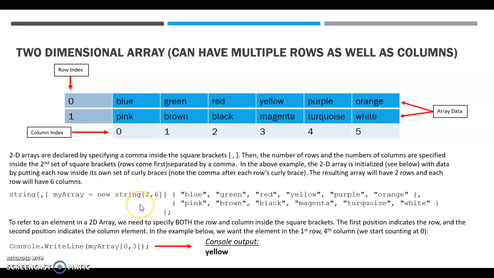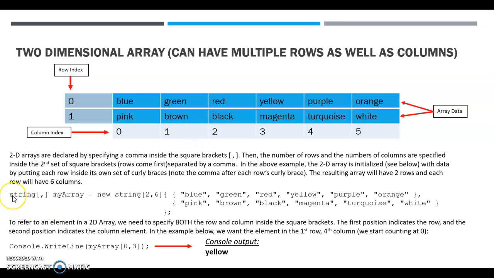Now bear with me. I just want to show you how to code this. So I have my 2-dimensional array example from before with the colors. You'll see that we have 2 rows, and there are 6 columns in total. The 2D array is declared by specifying a comma inside the square brackets, as I said. Then the number of rows and columns are specified inside the second set of square brackets. Rows come first, separated by a comma. We're also going to initialize this array by putting each row inside its own set of curly braces, and a comma follows each row's curly braces. So the array that we end up with will have 2 rows, and each row will have 6 columns.